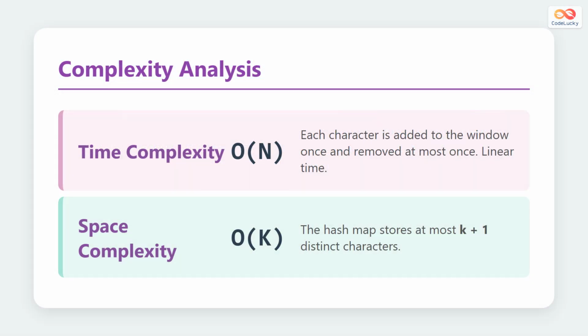This solution is highly efficient. For time complexity, it is linear, or O of n, even though we have a loop inside a loop. The left and right pointers each travel across the string at most once. For space complexity, it is O of k, because our hash map will store at most k plus 1 distinct characters at any time.